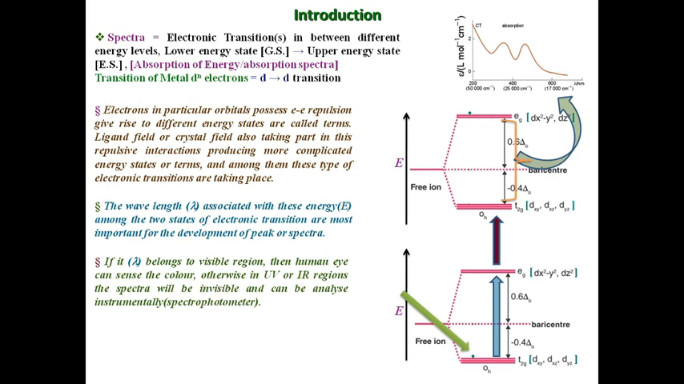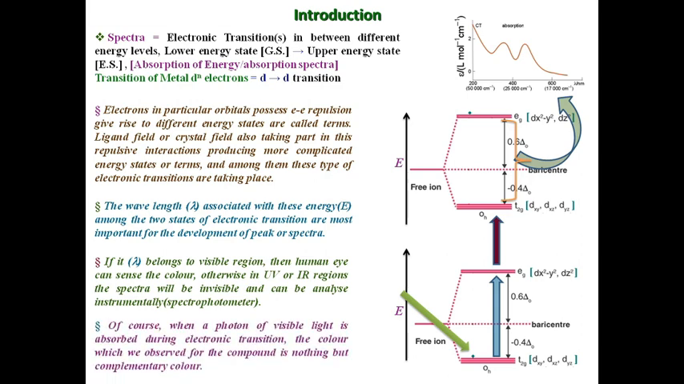If the wavelength belongs to the visible region, we know from 400 nanometer to 800 nanometer is the visible range for the human eye, then the human eye can sense the color. Otherwise, in the UV or IR regions, the spectra will be invisible and can be analyzed instrumentally, that means by a spectrophotometer. Of course, when a photon of visible light is absorbed during an electronic transition, the color which we observe for this compound is nothing but the complementary color.